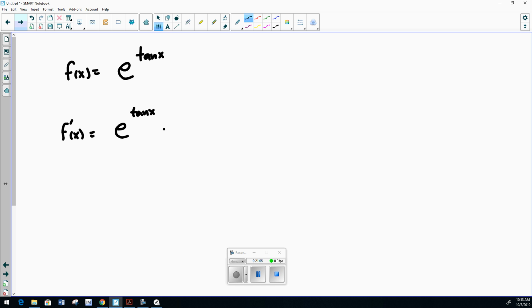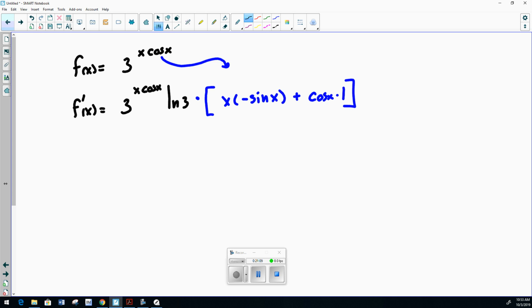So the chain rule is this guy. The derivative of tangent is secant squared. And that was the answer.